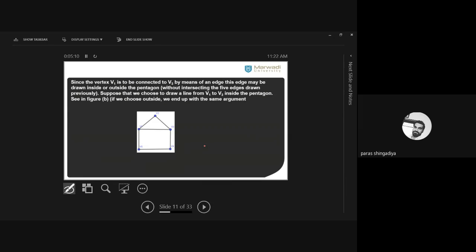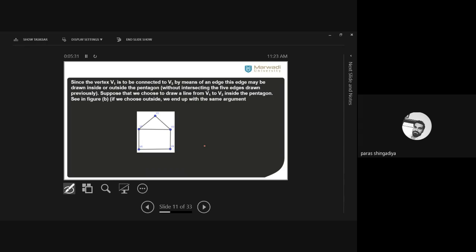One is inside and second is outside. You have two choices, one is inside, the other is outside. You can consider any choice to connect V1 and V3, that we explain in the second step. We connect now V1 and V3 by means of an edge. It may be drawn inside or outside the pentagon without intersecting the edge.